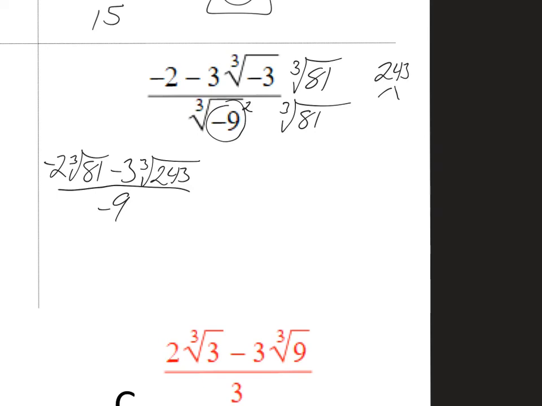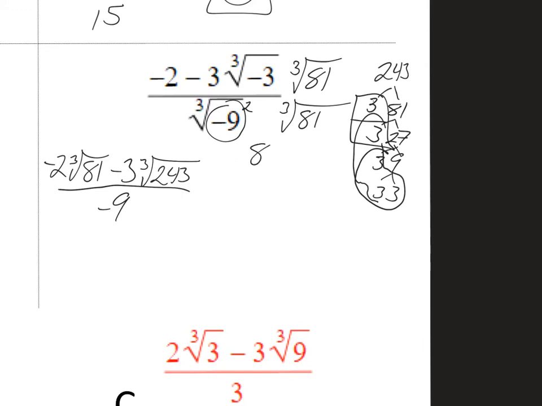243 can go into 3 and 81, 3 and 27, 3 and 9, and then 3 and 3. So 1, 2, 3, and then these both go into a box. Okay, so now looking at 81, I have 3 and 27, 3 and 9, 3 and 3. So 1, 2, 3. That one's there.